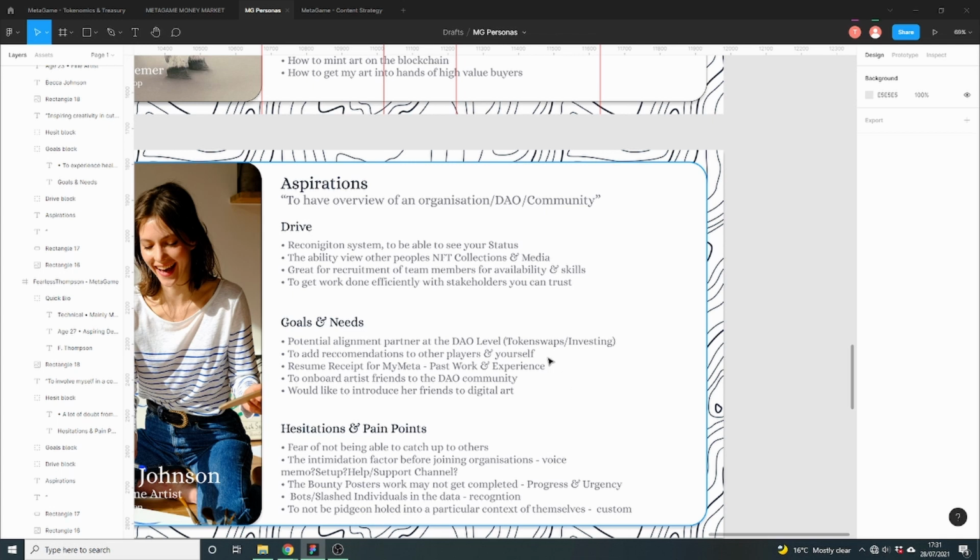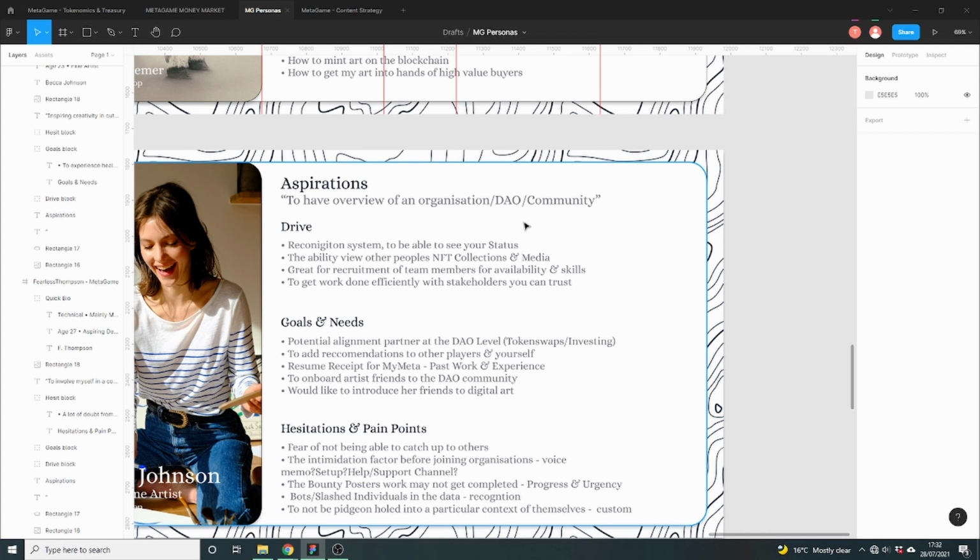So we looked at their aspirations, and we'll quickly just pore through this one. Their aspirations are to have an overview of an organization, DAO, cloud city, or community. Their drives: it's a recognition system. They want to use MyMeta to see people of status, or people they're interested in following or interacting with, or people they look up to who they then want to become peers of.